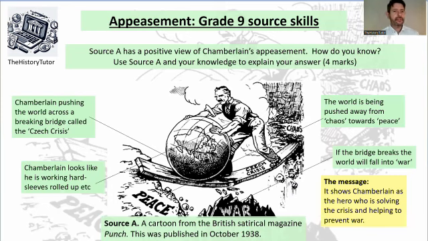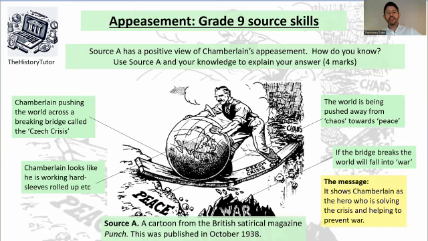Firstly, we've got Chamberlain pushing the world across a breaking bridge called the Czech crisis. This is the Sudeten crisis. Hitler wants the Sudetenland because it's got those 3 million German people in it. He wants it joined back to Germany. Chamberlain looks like he's working hard, he's got his sleeves rolled up. He's really pushing hard, doing all the hard work to save the world from falling into war below the breaking bridge. And if you notice, of course, he's pushing the world from chaos to peace here.